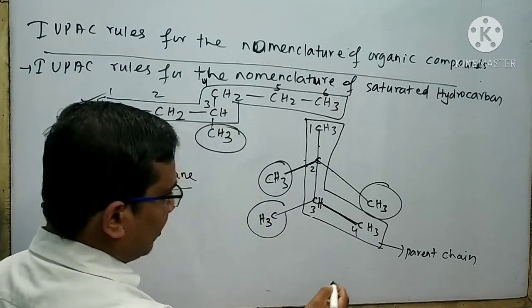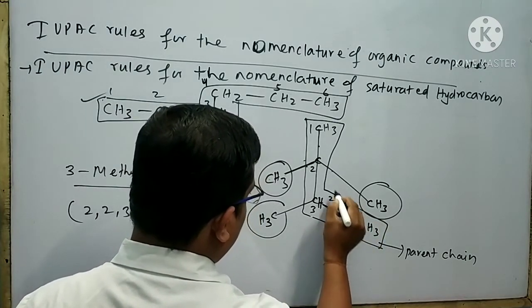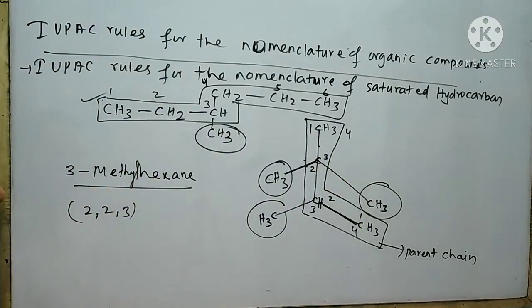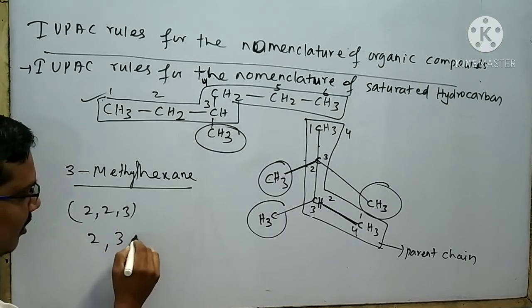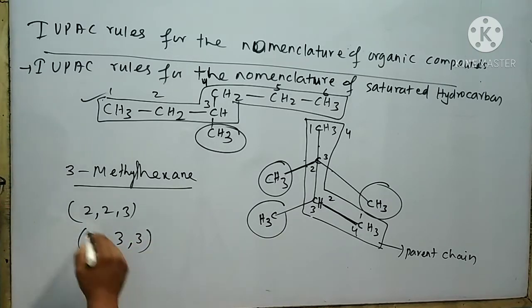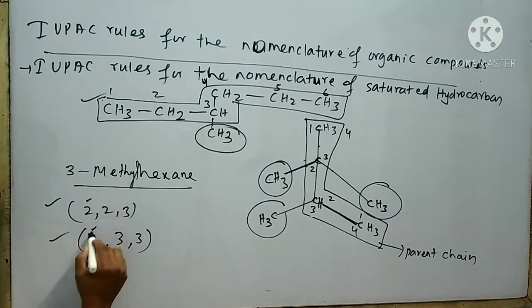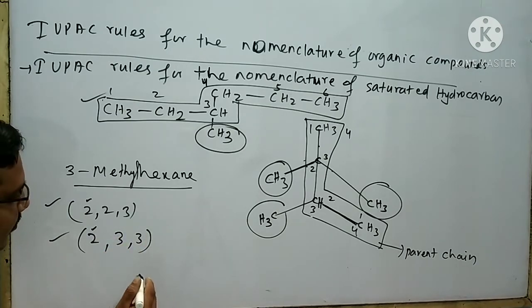If I start the numbering like this, 1, 2, 3, 4, then what will happen? The set of locants is 2, 3, 3. There are 2 sets of locants. If I compare the 2 sets of locants, then I will find the lowest set of locants. Look at the first number: here 2, here also 2. So these 2 digits are the same.